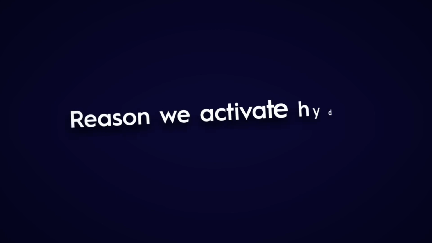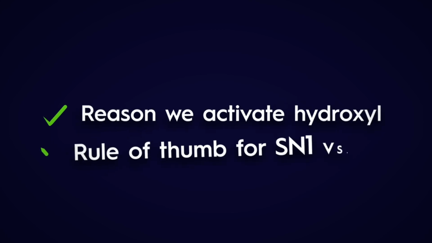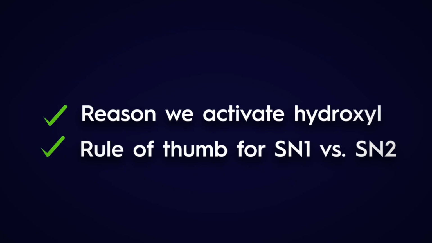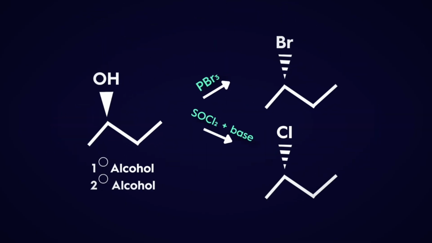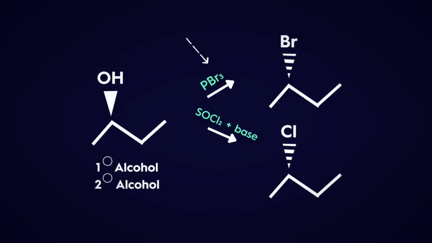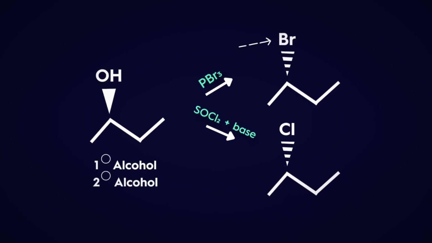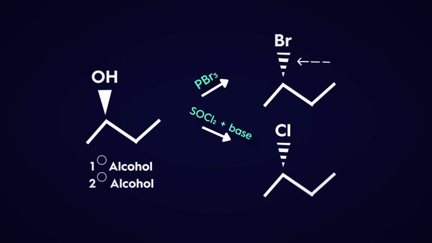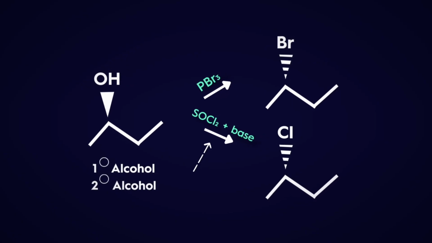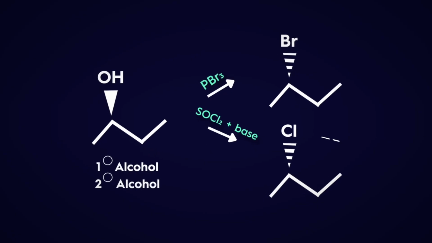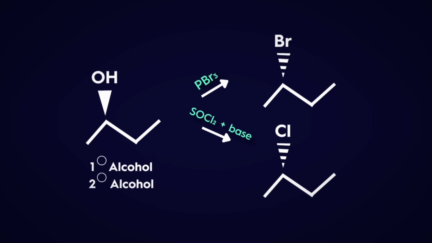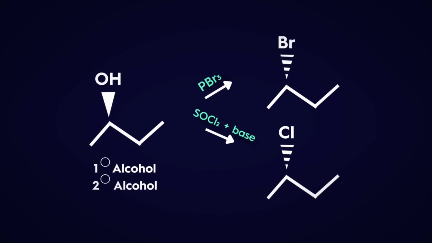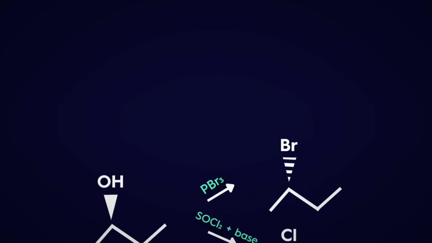So far, you have the reason we activate the hydroxyl and the rule of thumb for who prefers SN1 versus SN2. Keep that fork in mind as we move to inversion cases. For primary or secondary alcohols, phosphorus tribromide swaps the hydroxyl for bromide by SN2 and gives inversion of configuration. Thionyl chloride, often with pyridine as base, yields alkyl chlorides with inversion as well. Using only acid on primary alcohols can be slow or can trigger rearrangements, so the SN2 route is usually cleaner.